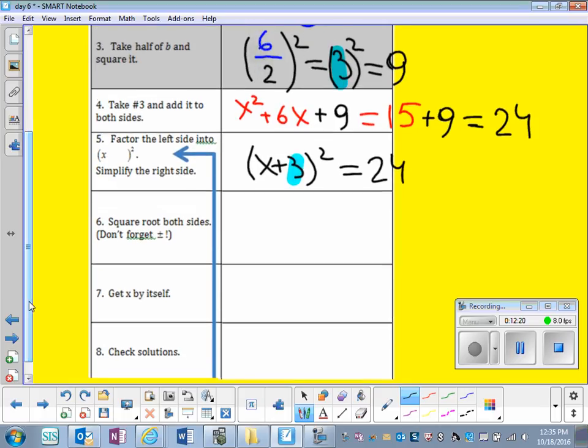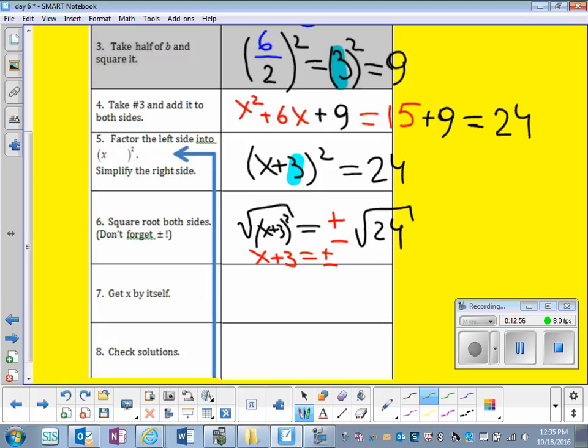And now I solve by the square root method. So how do I solve by square root? I take the square root of both sides. So the square root of (x plus 3) to the power of 2 equals the square root of 24. And what don't I forget? Plus and minus. Two solutions, right? So the square root of (x plus 3) to the power of 2 is just x plus 3, right? Equals plus or minus the square root of 24.